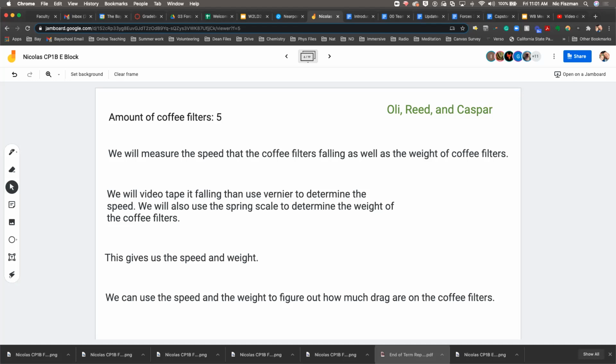Are you going to average the weights? Do you need mass and weight, or mass or weight? Do you need to know how far the coffee filter fell? That's another one.